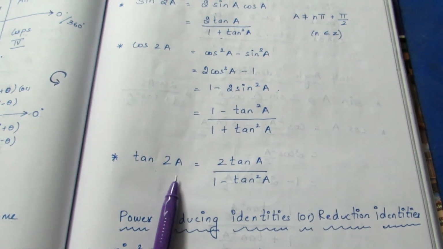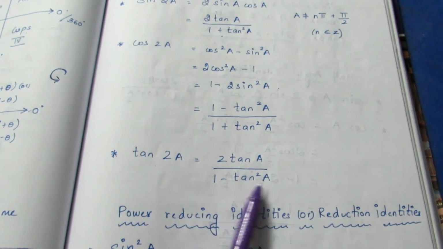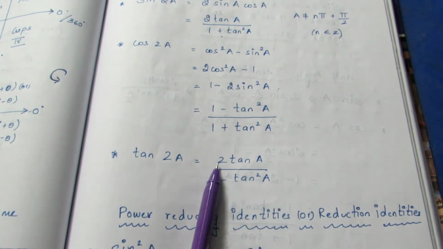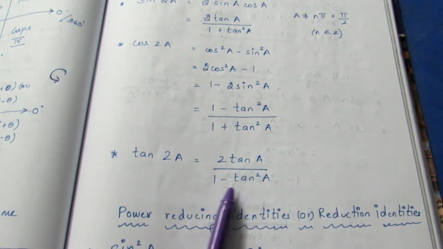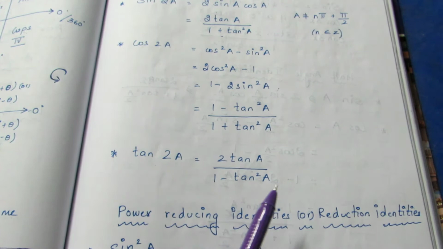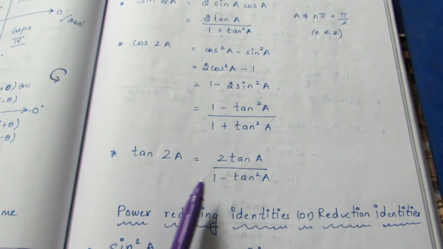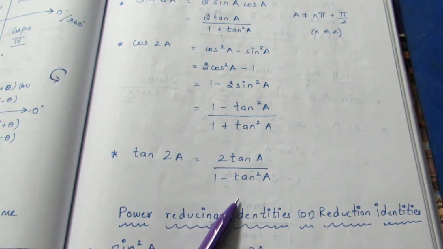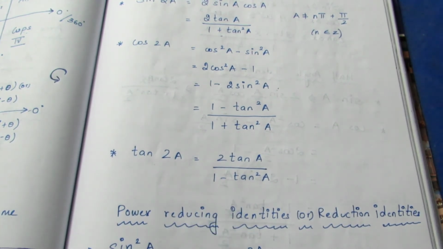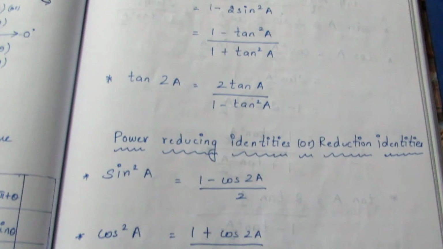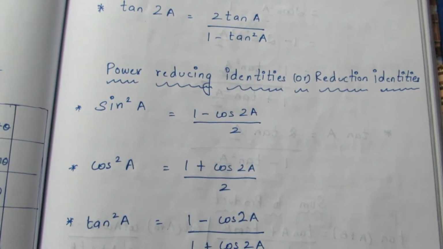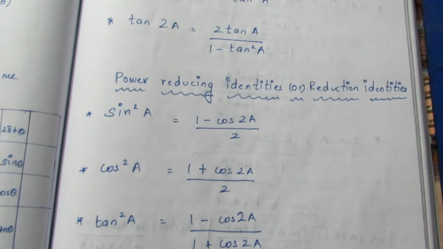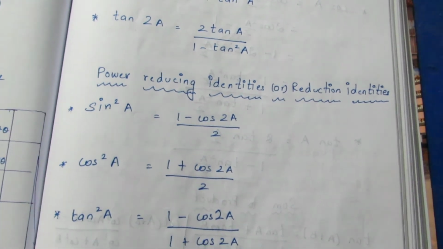Tan 2A is nothing but 2 tan A by 1 minus tan square A. So these are the formulas for double angle identities. There is no separate heading for you in the reader, but I have given you a proper heading for each and every formula. Now it is called a power reducing identity or a reduction identity.